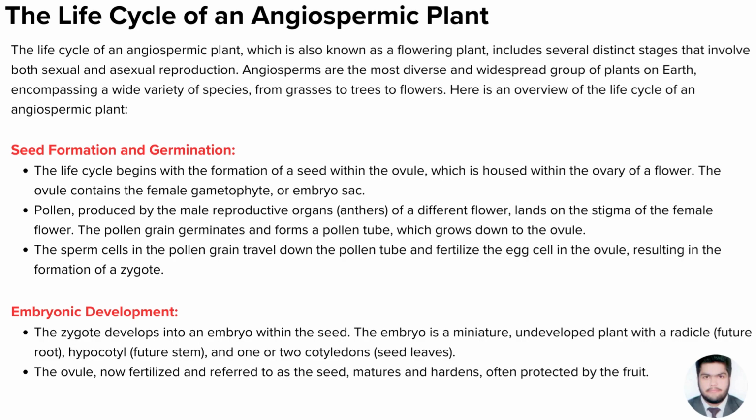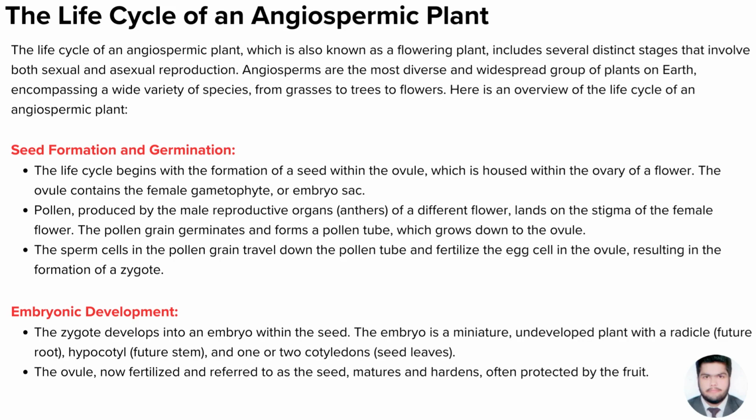Seed formation and germination. The life cycle begins with the formation of a seed within the ovule, which is housed within the ovary of a flower. The ovule contains the female gametophyte or embryo sac. Pollen, produced by the male reproductive organs, the anthers of a different flower, lands on the stigma of the female flower.